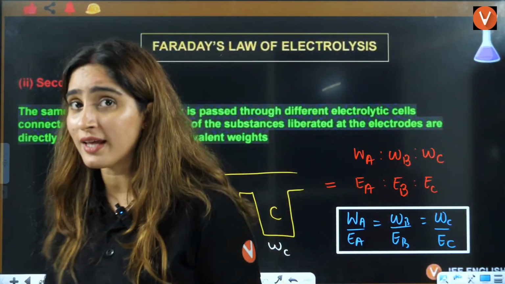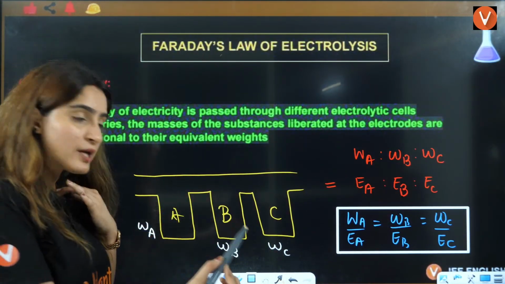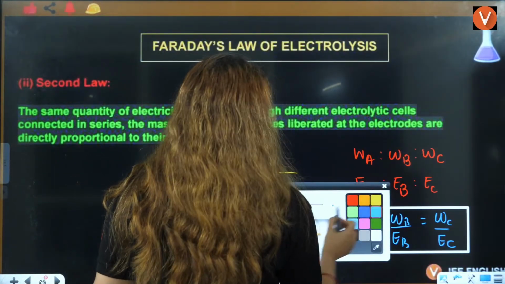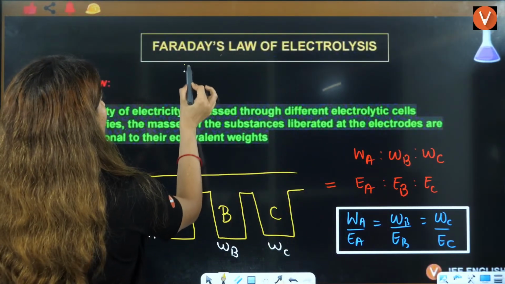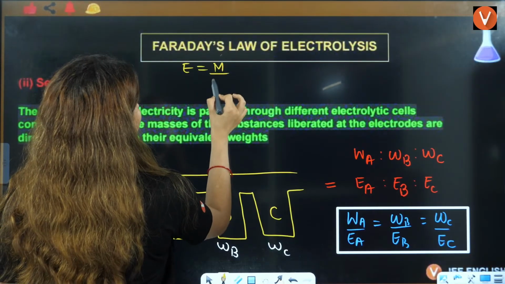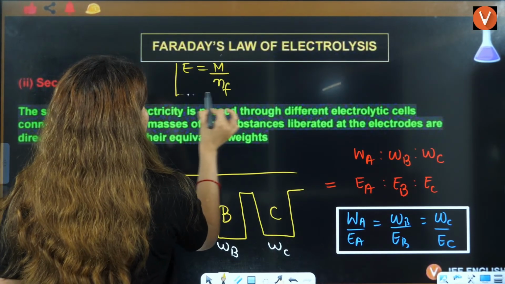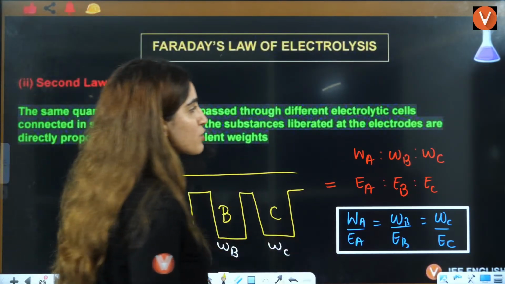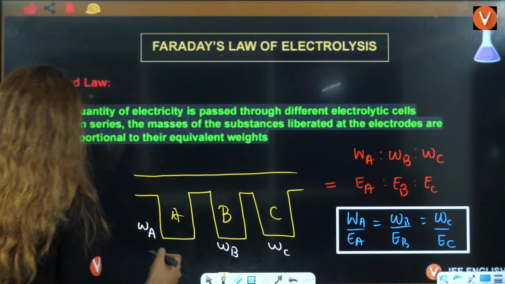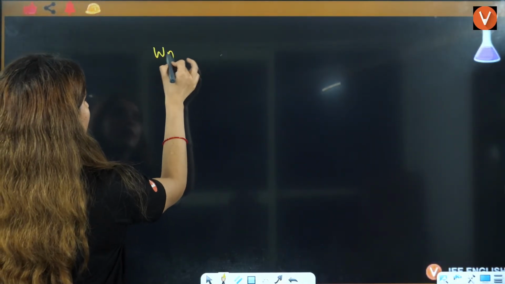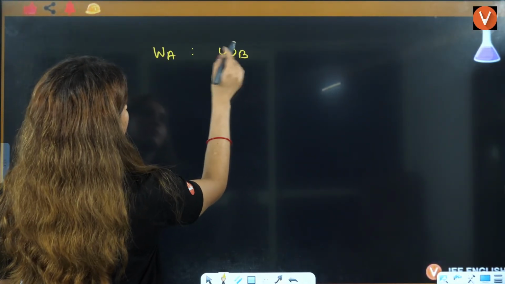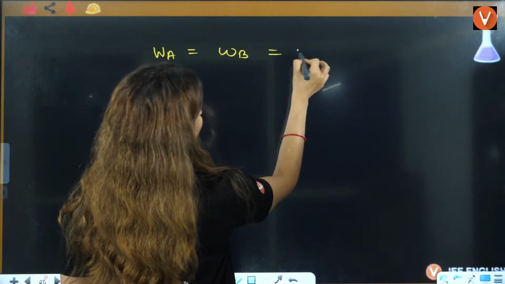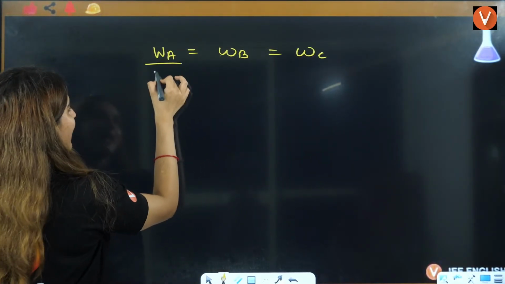What will they give you in the exam? Acha, ma'am, what is equivalent weight? Oh, how many times we have done this? Equivalent weight is equal to molar mass by N factor. That is your equivalent weight, right? Okay. So you can also write the same thing as WA, WB, WC with N factor.